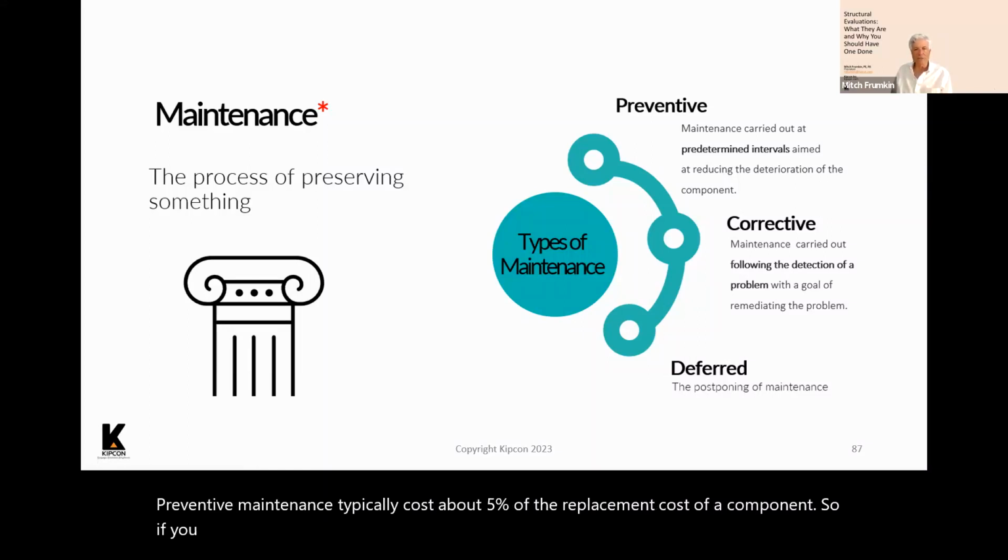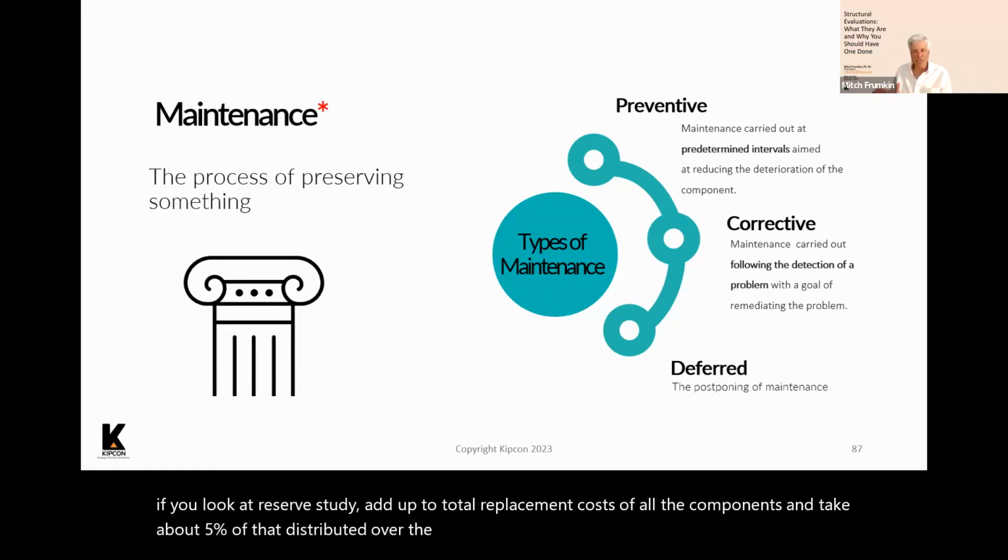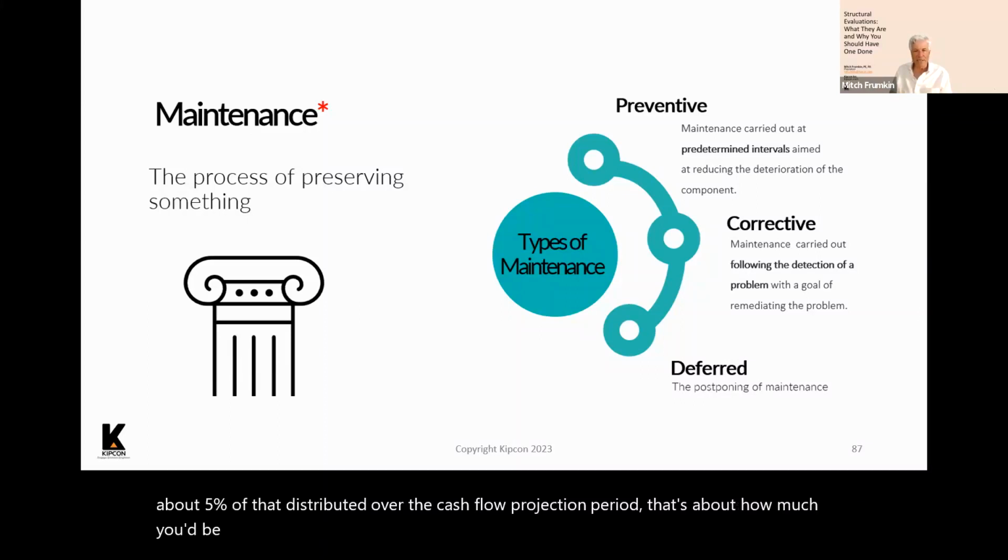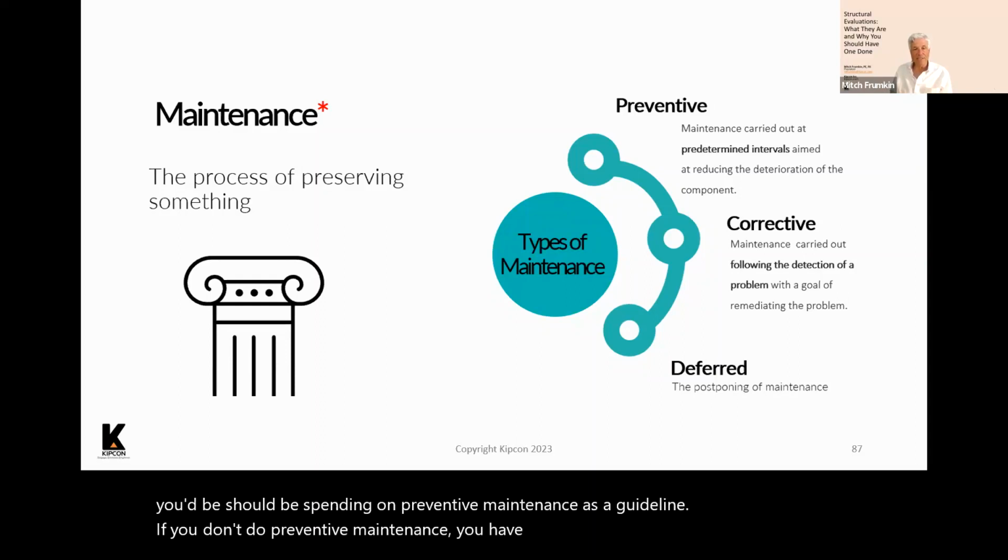So if you look at your reserve study, add up the total replacement costs of all the components and take about 5% of that, distributed over the cash flow projection period. That's about how much you should be spending on preventive maintenance as a guideline. If you don't do preventive maintenance, you have to fix something instead.